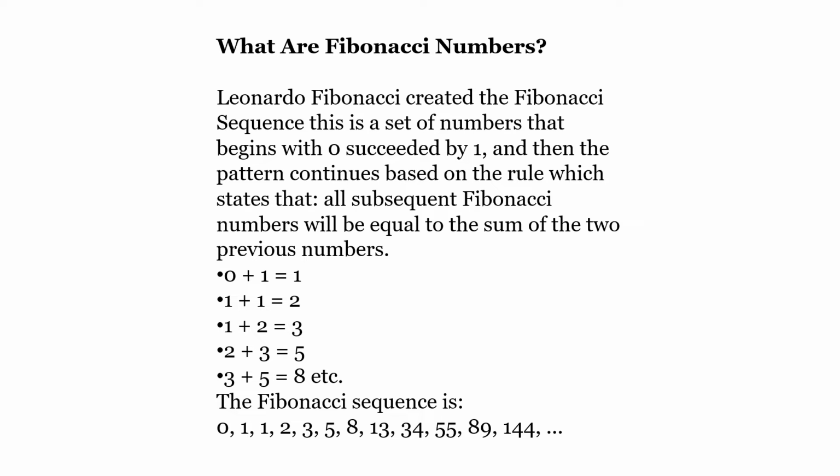0 plus 1 equals 1, 1 plus 1 equals 2, 1 plus 2 equals 3, etc. The Fibonacci sequence is 0, 1, 1, 2, 3, 5, 8, 13, etc. You don't need to know this, but it's good to understand the history behind it and how it works.